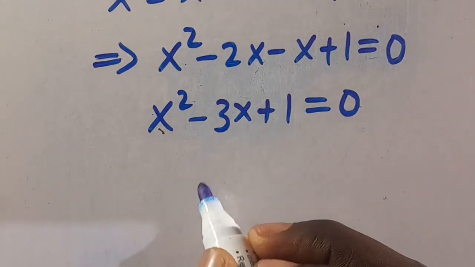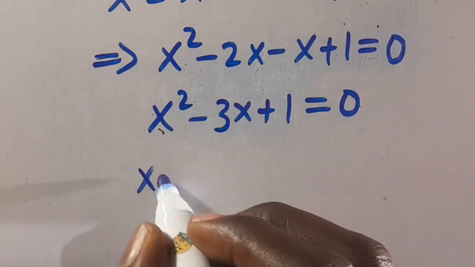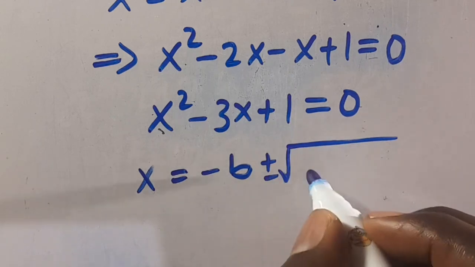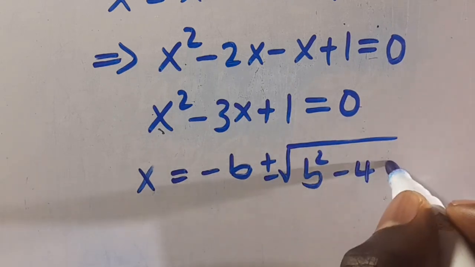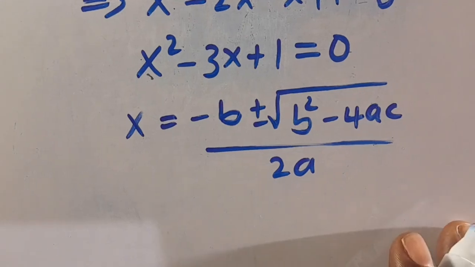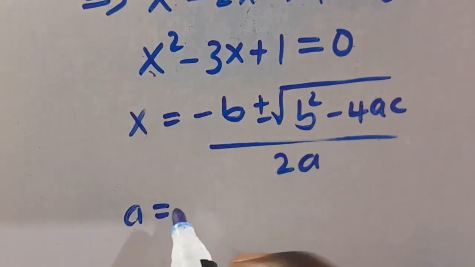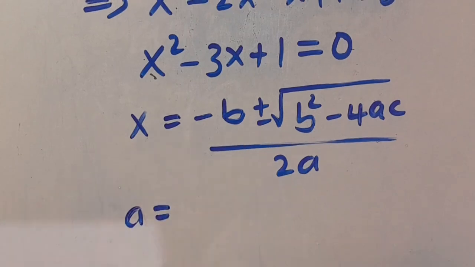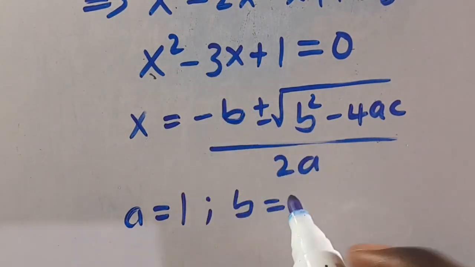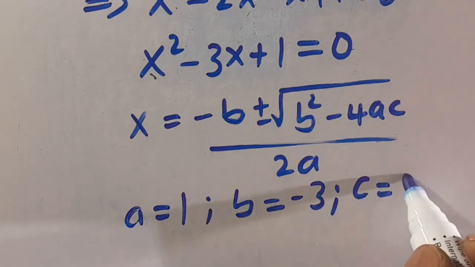Then from here, we want to get the possible values of x. This is a quadratic, and we can use the quadratic formula to get this. As x, we are going to have x equals minus b, positive or negative, square root of b squared minus 4ac, then divided by 2a. So where parameter a is the coefficient of x squared, 1, and parameter b is the coefficient of x, minus 3, while parameter c is equal to 1.